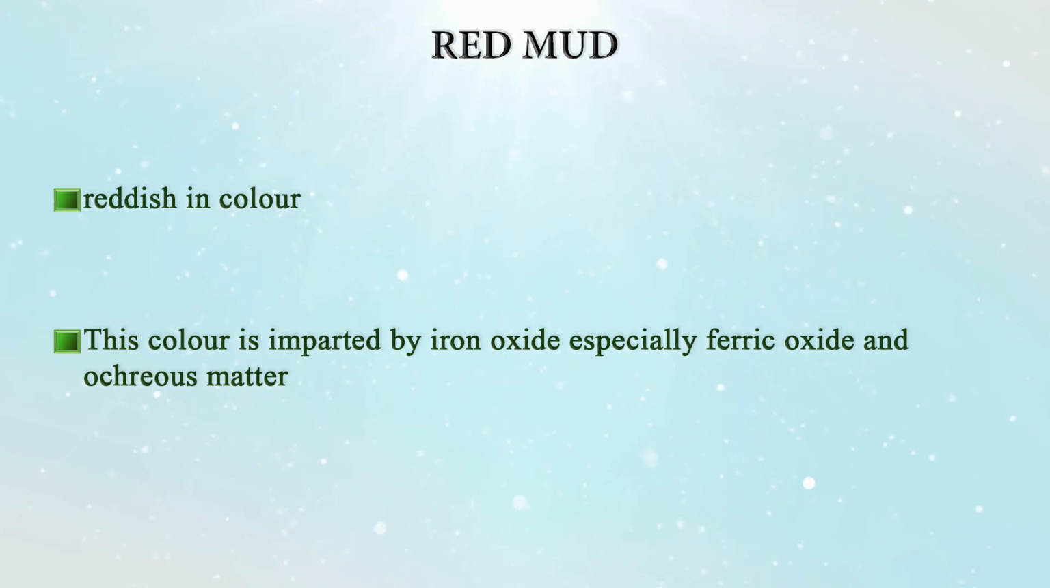the Atlantic Ocean, Mediterranean Sea and Banda Sea. Now red mud, as the name suggests, is reddish in color, and the color is imparted by iron oxides, particularly ferric oxide and ochreous matter.